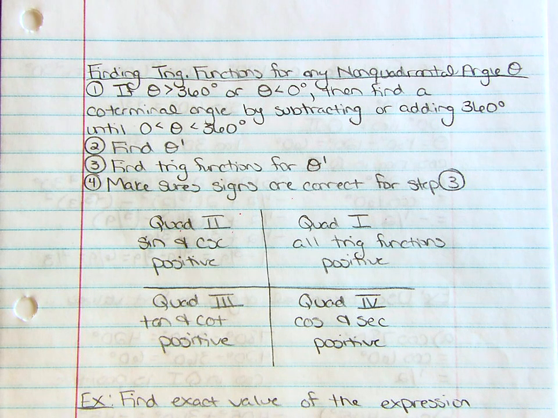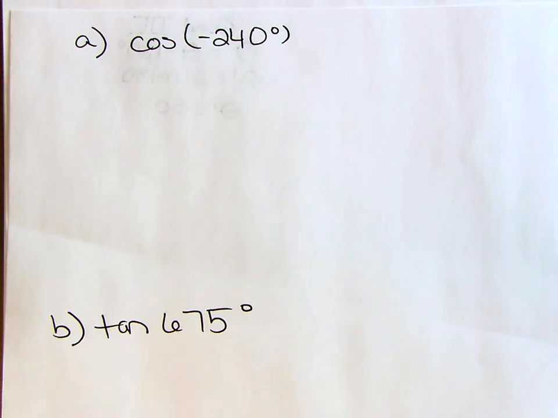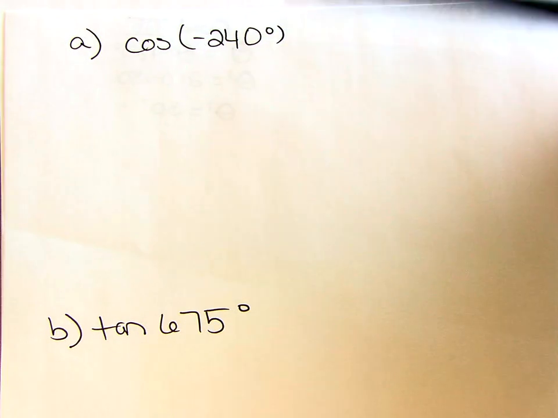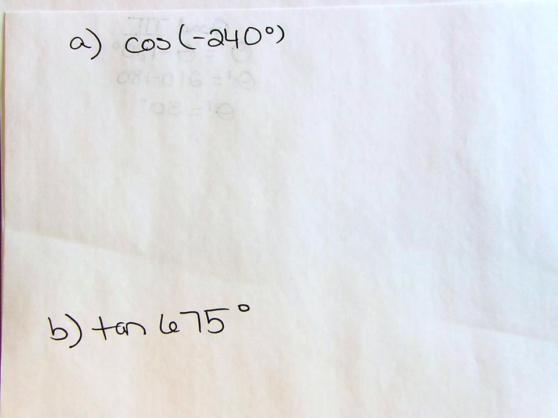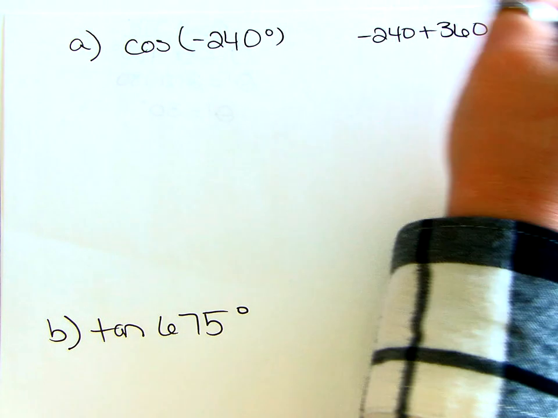Are we ready? Okay. Let's do a couple. We're going to find cosine of negative 240 degrees, and then after that we'll find tangent of 675 degrees. So notice neither of these fall within that 0 to 360 range, so we're going to have to find coterminal angles first. And when you are negative, the way you find a coterminal angle is you're going to add 360 degrees. And when you do that, you get 120 degrees.